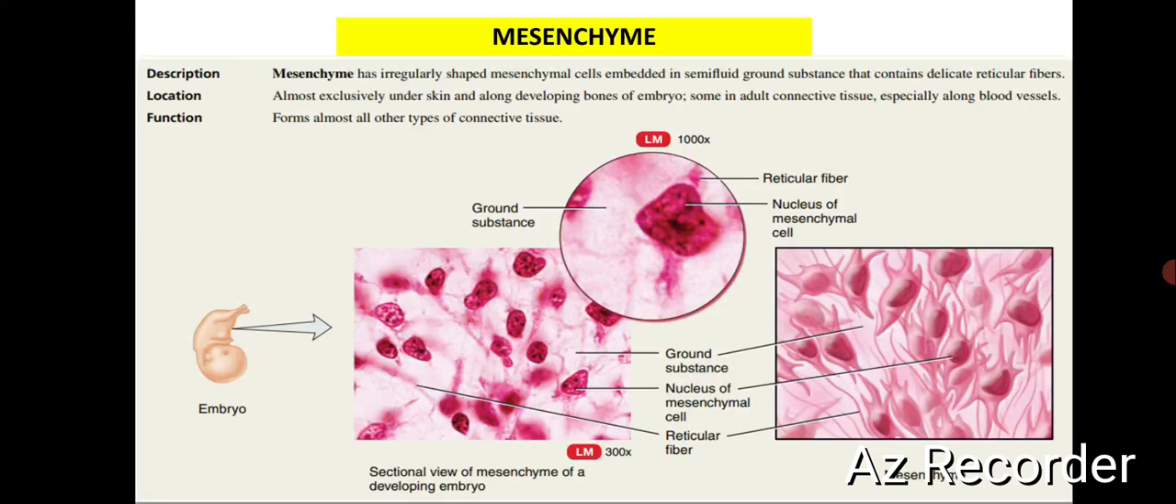First, mesenchyme connective tissue. It has irregularly shaped mesenchymal cells embedded in a semi-fluid ground substance that contains delicate reticular fibers. This is the image of the mesenchyme where you can see the reticular fibers. It is present almost exclusively under the skin and along the developing bones of the embryo, and some in adult connective tissue, especially along the blood vessels. Its function is that it forms almost all other types of connective tissue.